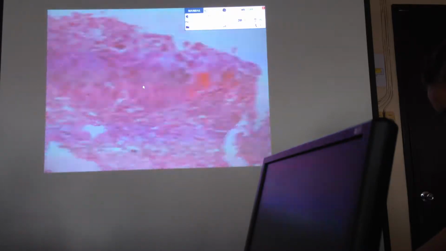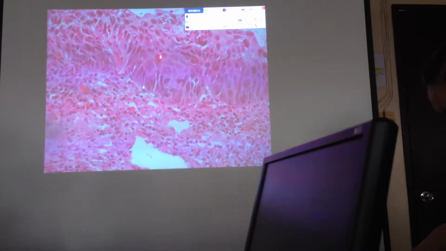So when you say dysplasia, it would mean that there's pleomorphism, there's hyperchromatism. So you can see variation in the size and shape of the nucleus, and then you have darkening of the chromatin. This one is a mitotic figure.